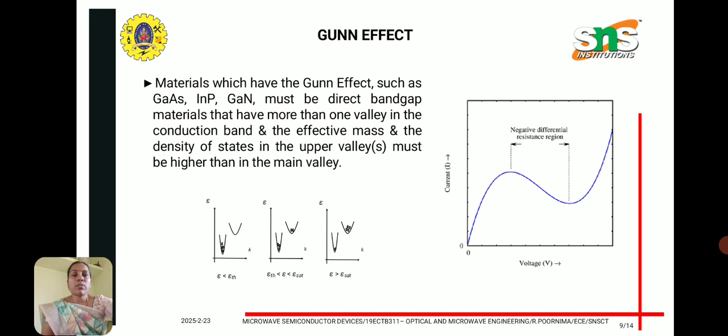Materials which have the Gunn effect, such as gallium arsenide, indium phosphide and gallium nitride, must be direct bandgap materials. It means they have more than one valley in the conduction band, and the effective mass and the density of states in the upper valley must be higher than in the main valley.